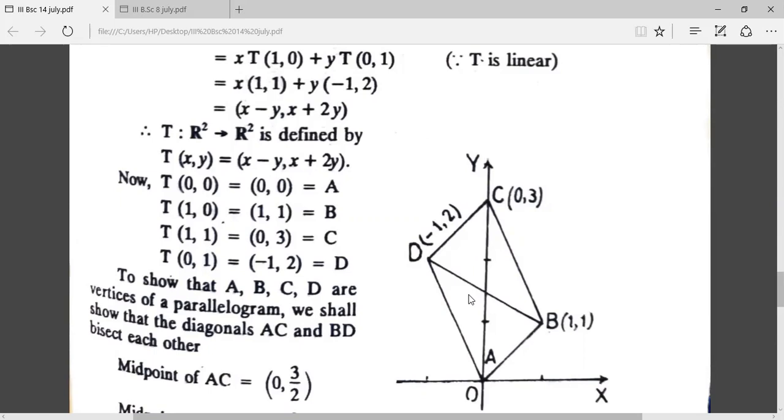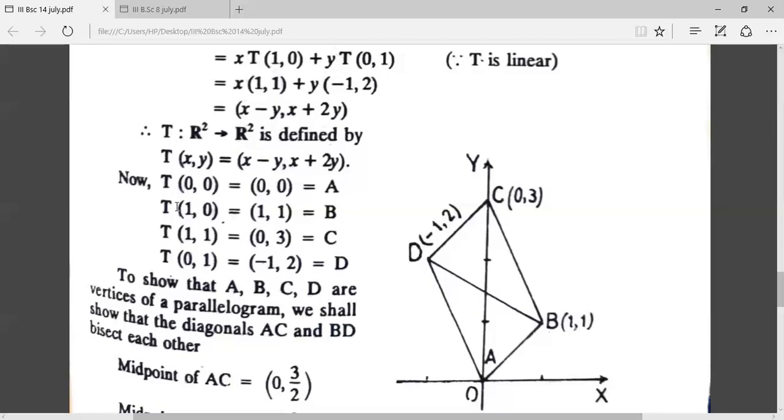Why is it in the second quadrant? Because x is negative and y is positive. X is -1 and y is 2. Therefore it is in the second quadrant, that is being traced and depicted in the figure.